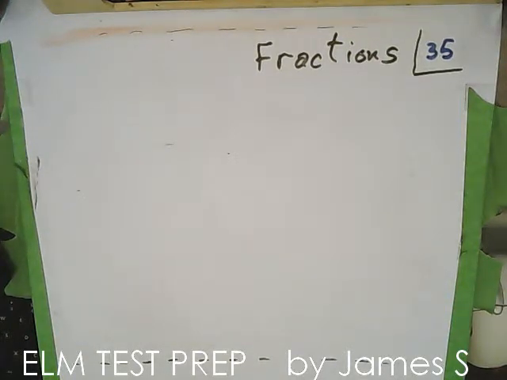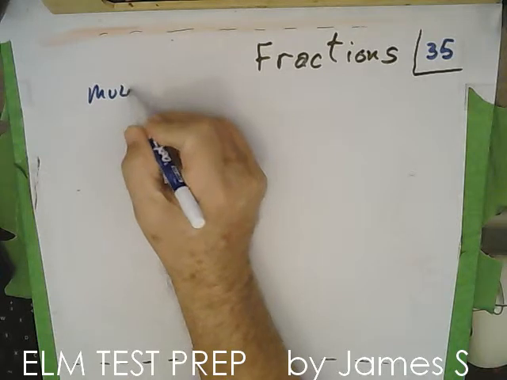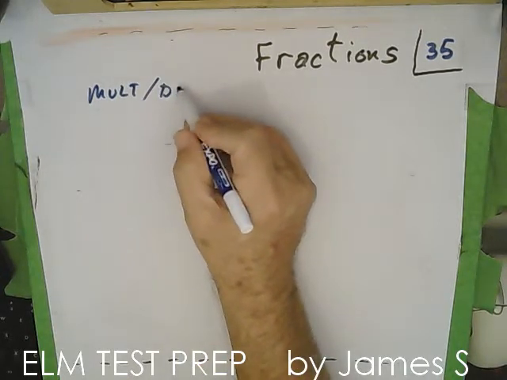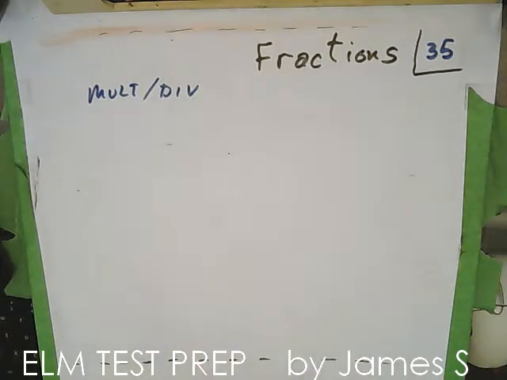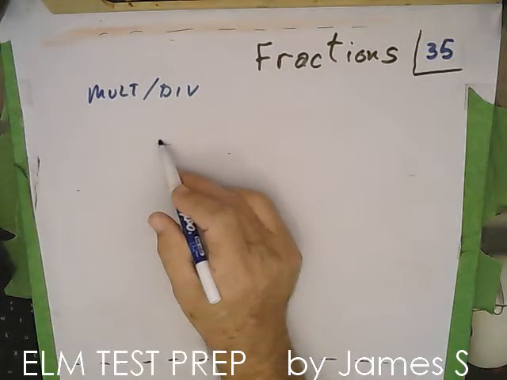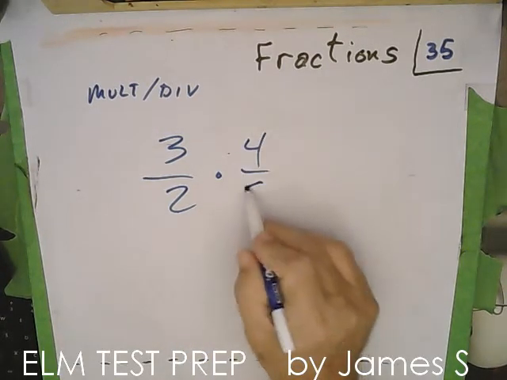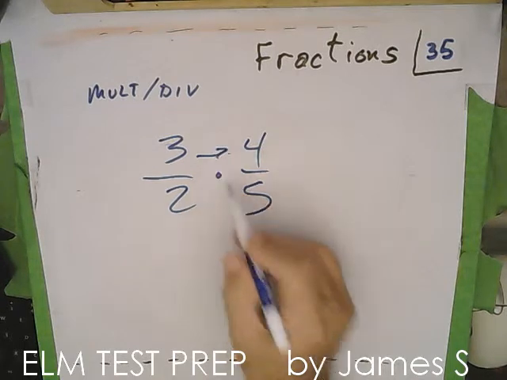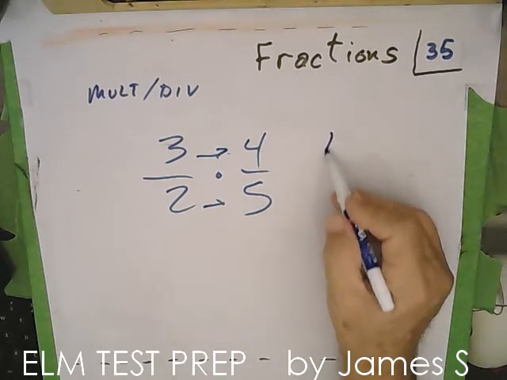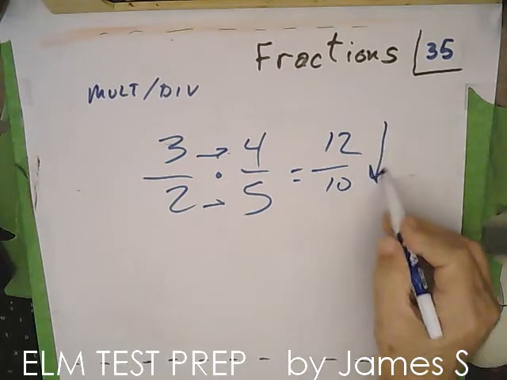So let's look at the idea of multiplying or dividing fractions. Now, as we learned before, multiplying is the easiest thing to do with fractions if we have basic fractions. It's top times top and bottom times bottom. 3 times 4 is 12, 2 times 5 is 10, and then of course you might have to reduce that.